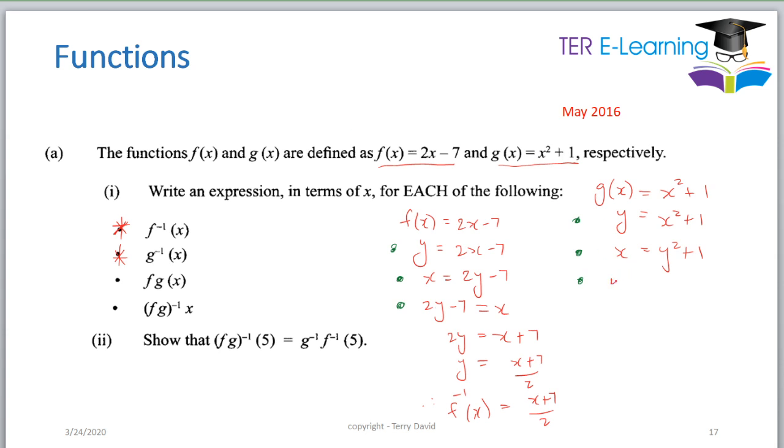So I can write this as y squared plus 1 is equal to x, right? Therefore y squared is equal to x minus 1, and therefore y is equal to the square root of x minus 1. So therefore the inverse function, g inverse of x, is equal to the square root of x minus 1. Alright, so that is the answer for the inverse function, or the inverse of g.